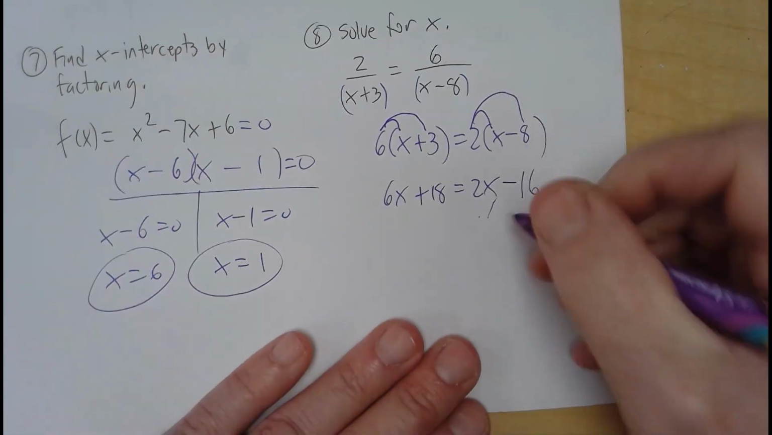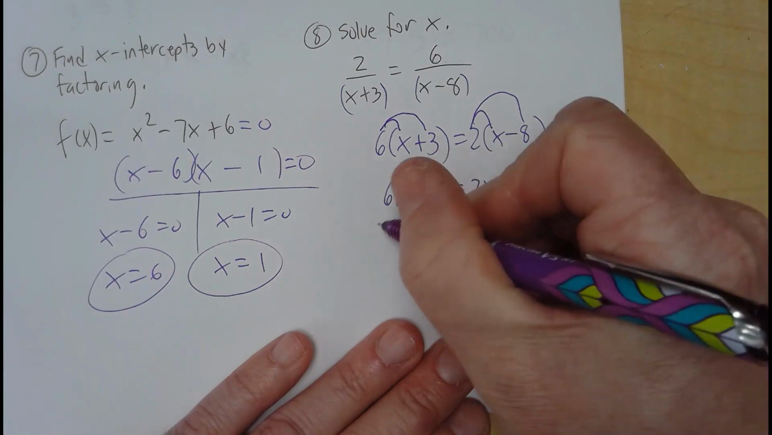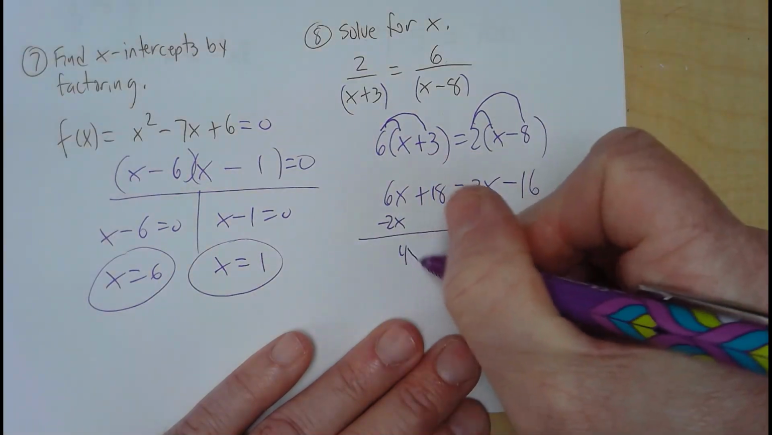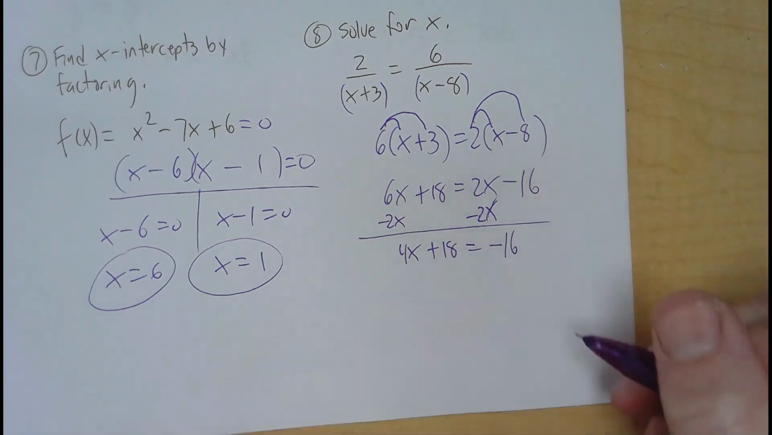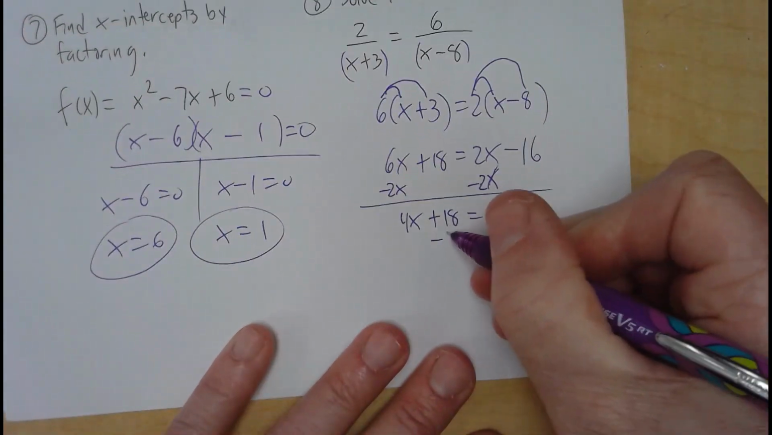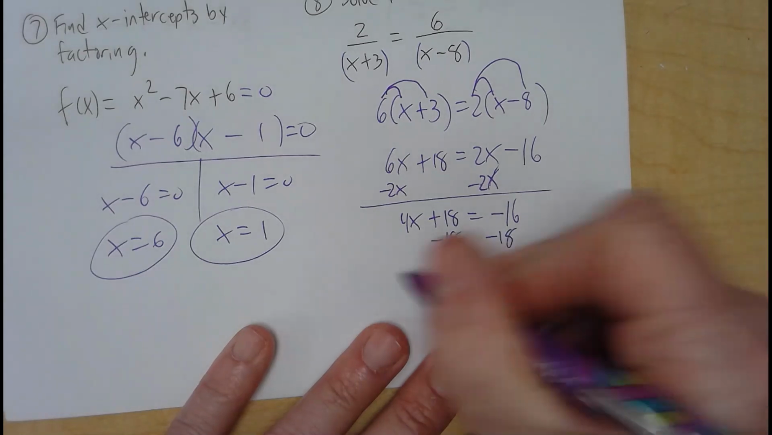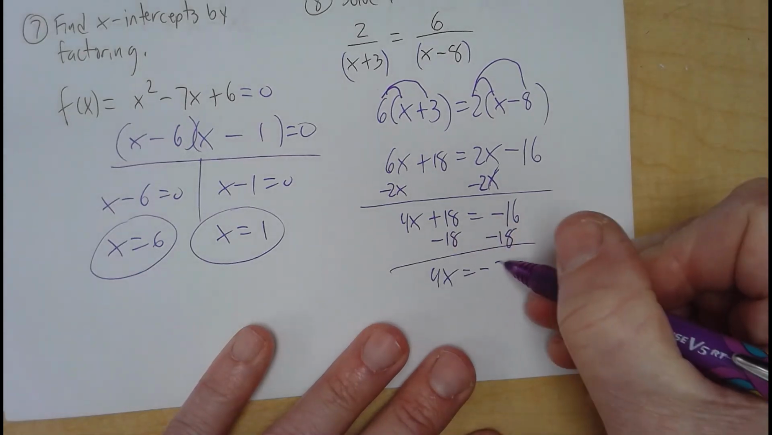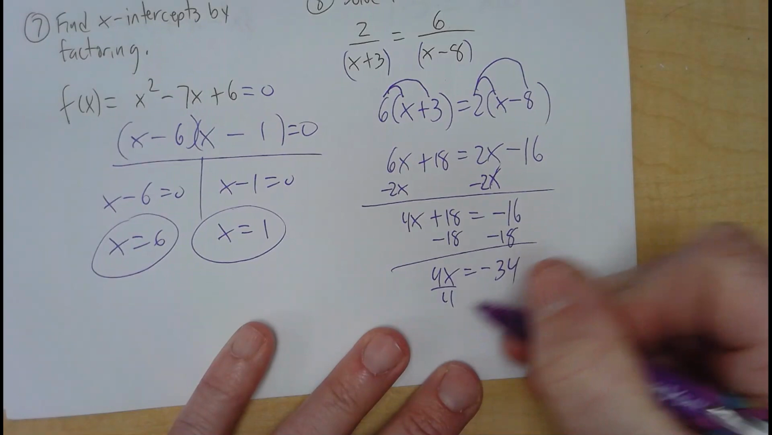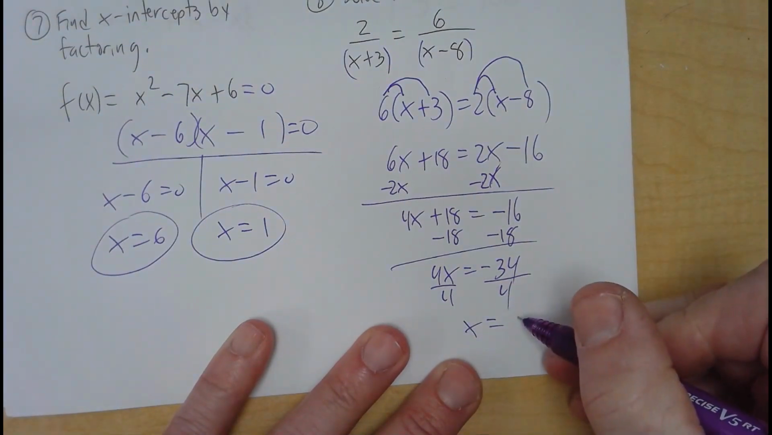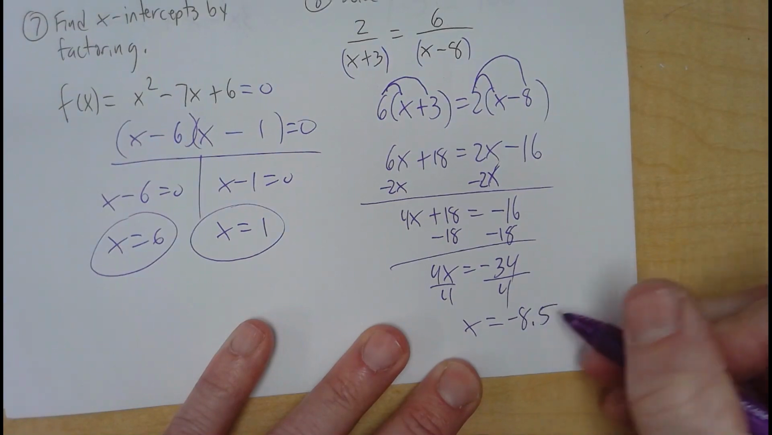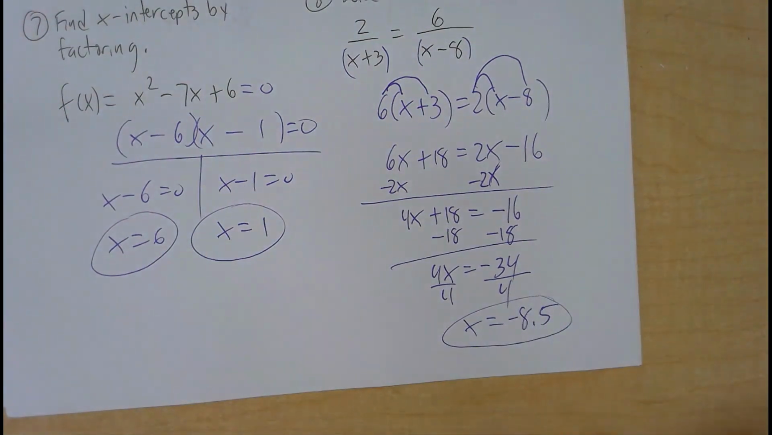I always say move the smaller amount of x, so we're moving over the 2x. So we get 4x plus 18 is equal to negative 16. Then I move this 18 by subtracting it over, and I get 4x is equal to negative 34. Unfortunately, 4 doesn't go into 34 evenly, so it would be negative 8.5, or you could have negative 17 halves as an answer.